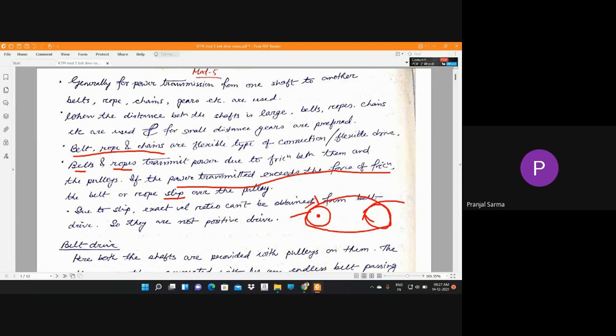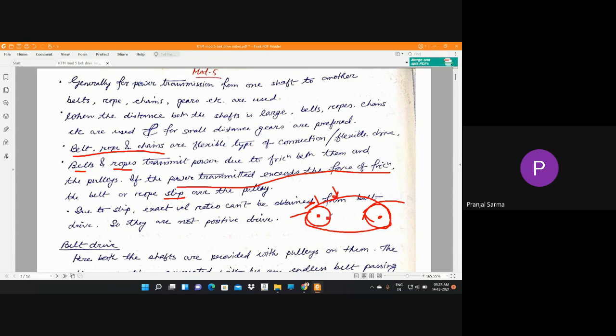Suppose that a regular belt cannot hold on to that particular pulley surface, and it is going to slip. Suppose this is the driver pulley and this is the driven pulley. In that case, this belt is mounted over them. This is what we generally consider to be a continuous belt, wound over the pulleys.